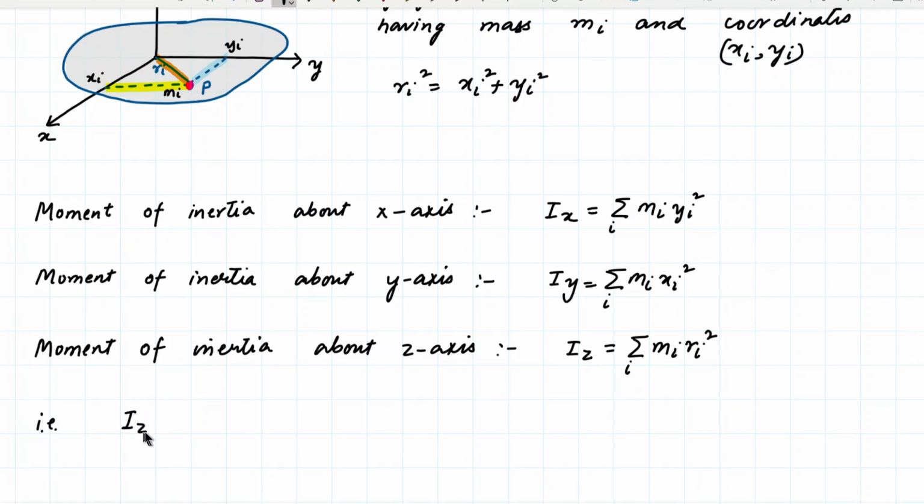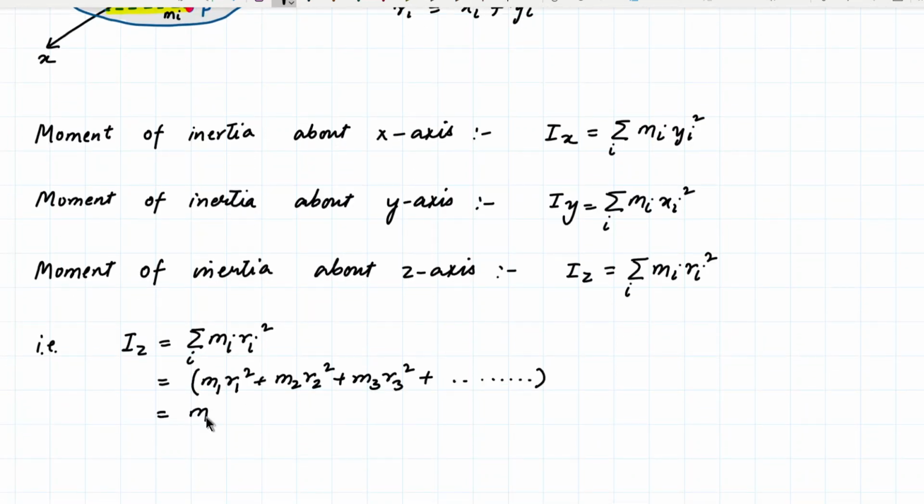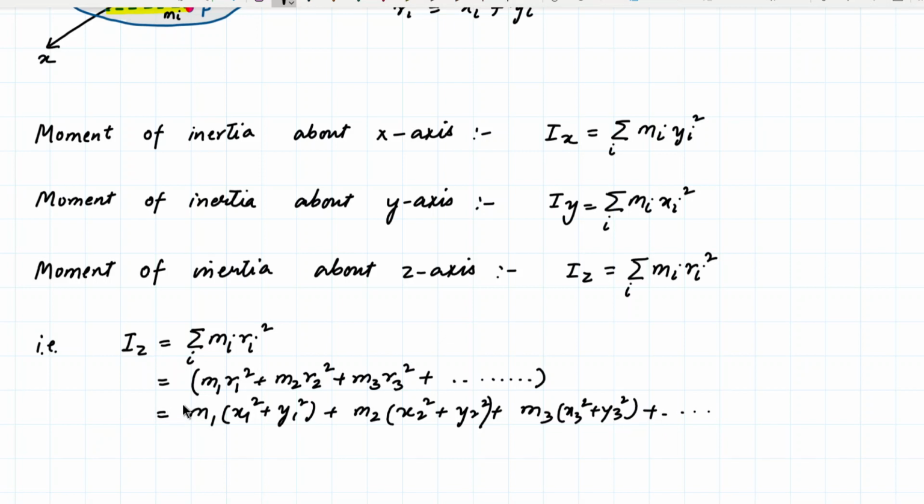So Iz is equal to the sum over i of mi ri square, which is nothing but m1 r1 square plus m2 r2 square plus m3 r3 square, on and on up to all the n particles present in the system, which can simply be written as m1 (x1 square plus y1 square) plus m2 (x2 square plus y2 square) plus m3 (x3 square plus y3 square) plus on and on for all the particles.